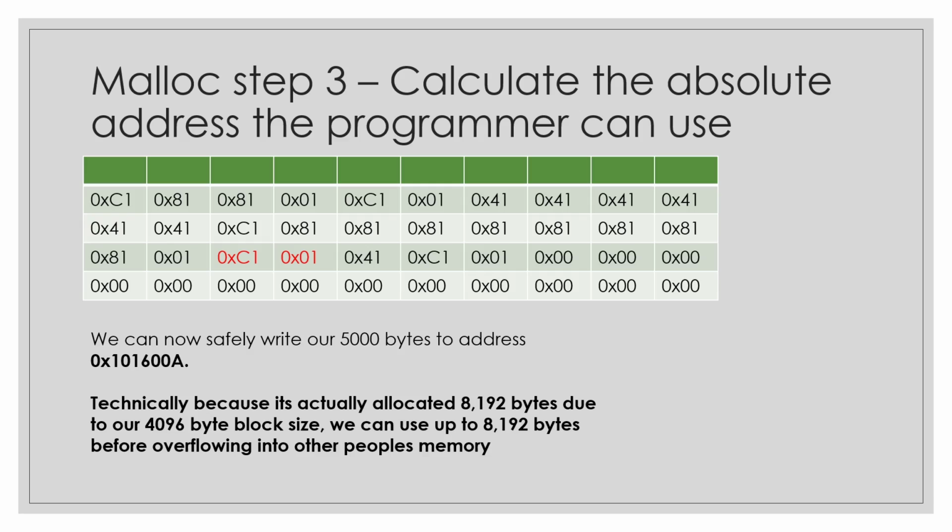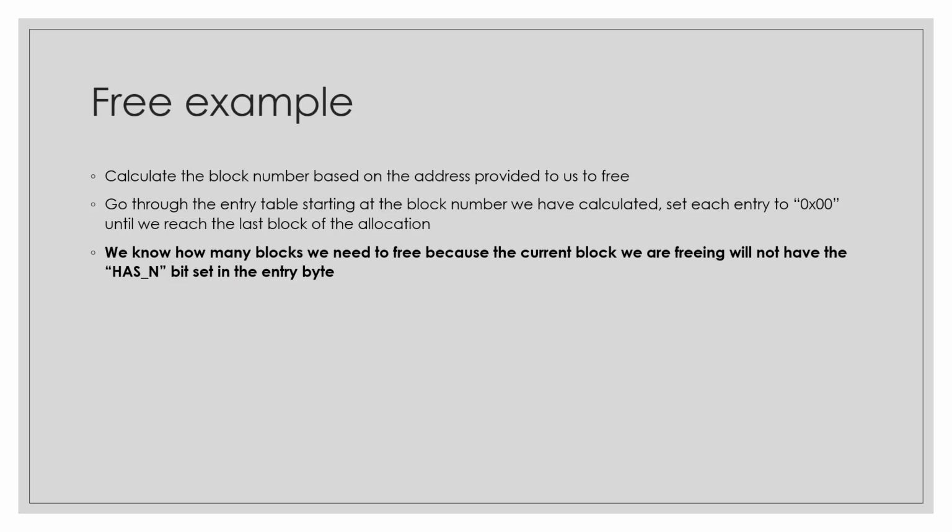Technically, because it's allocated 8,192 bytes due to our 4,096 byte block size, we can use up to 8,192 bytes before overflowing into other people's memory. However, the program that used Malloc only wanted 5,000 bytes, so for him to use more than that, it probably means there's a bug in his program.